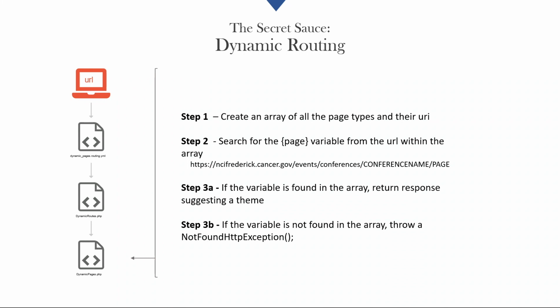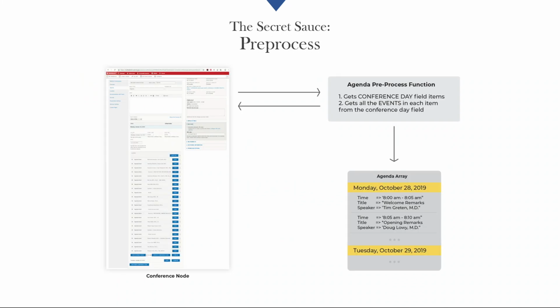So now that we have an array and a theme suggestion, the pre-process function is going to be triggered. I'm gonna talk about a specific example of how our agenda pre-process function works. Let's say all this dynamic page validation happened, and our theme suggestion was agenda. So our agenda pre-process function is going to trigger, and basically is going to go to our conference node and grab two fields. In this case, very specific fields.